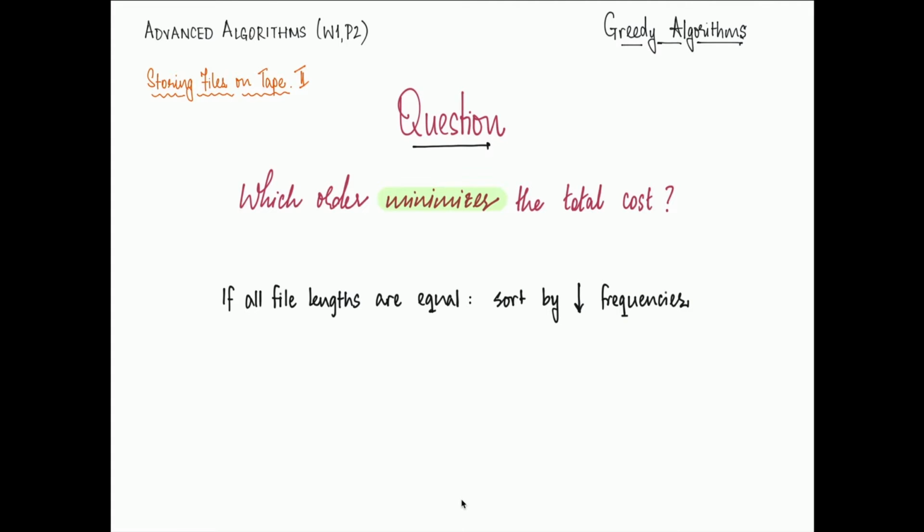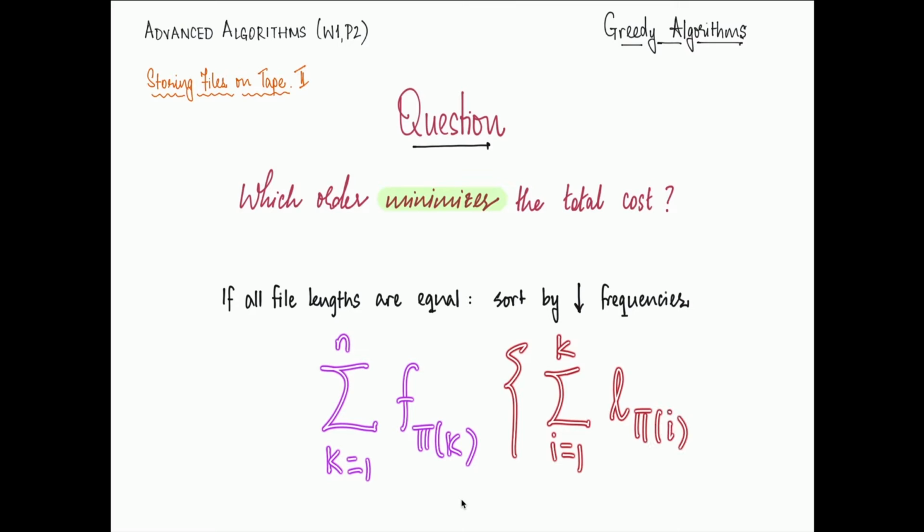So the first special case I want to focus on is when all the file lengths are exactly the same. In this case, I claim that it makes sense to sort by frequencies, and specifically I'd like the most frequent file to show up first. To see why this makes sense, let's go back and look at the cost function again. Now, when you think about the setting when all the file lengths are the same, notice that no matter how you permute the files, this expression here is going to remain exactly the same.